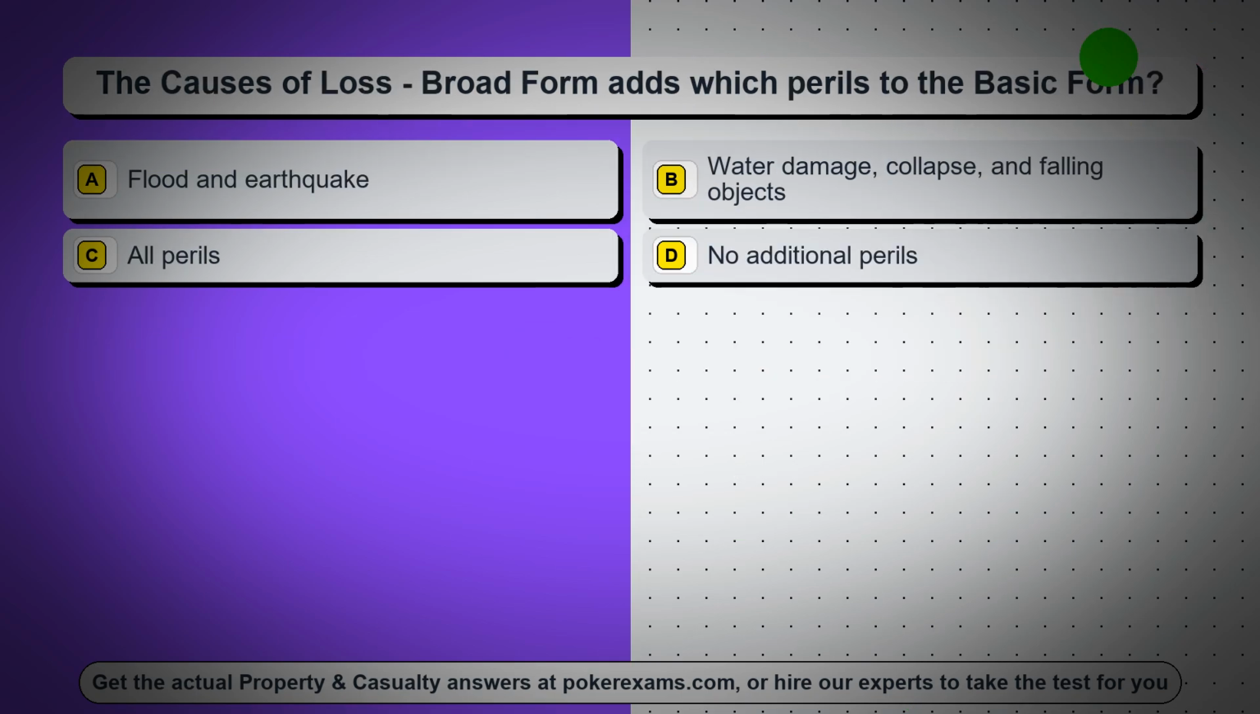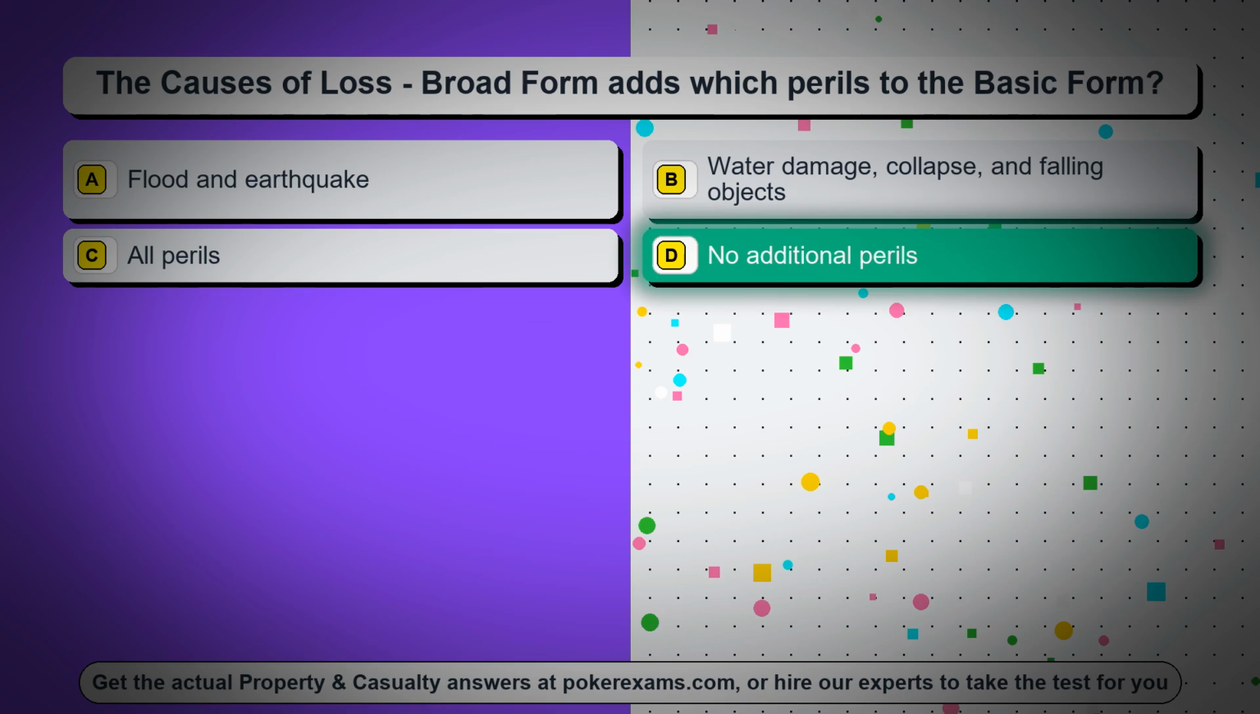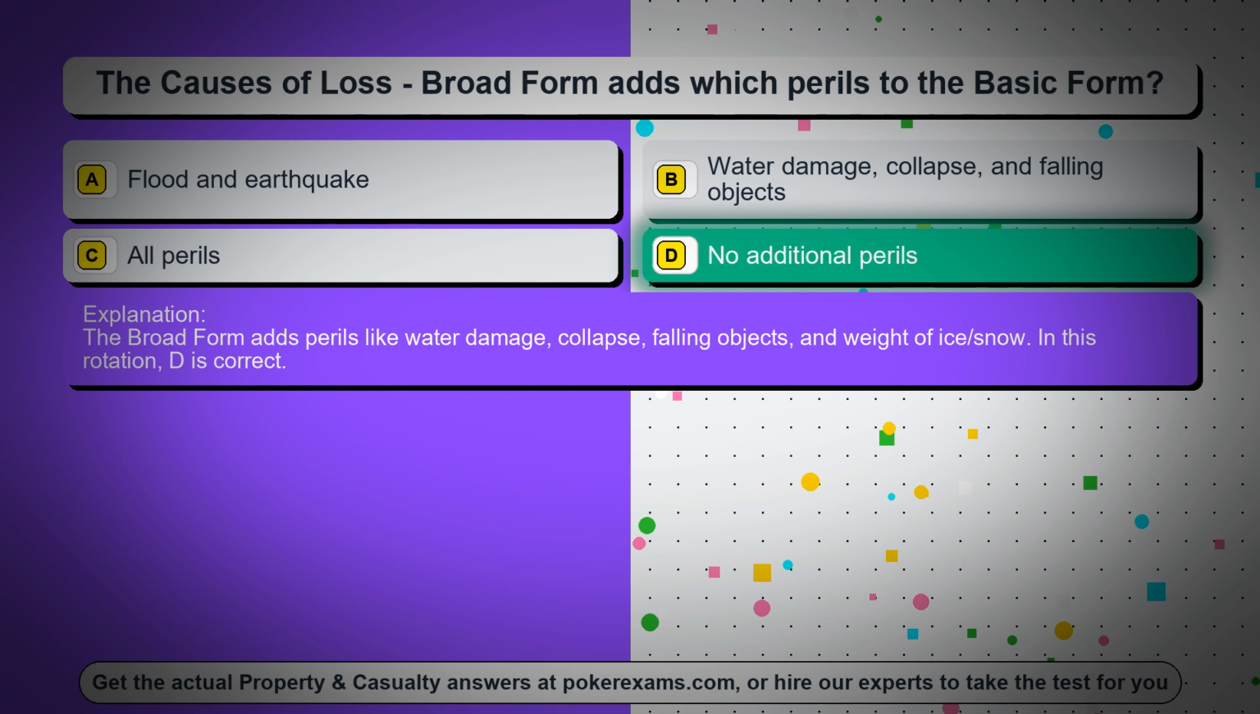Question 80. The causes of loss, broad form adds which perils to the basic form? Option A, flood and earthquake. Option B, water damage, collapse, and falling objects. Option C, all perils. Option D, no additional perils. The correct answer is option D, no additional perils. The broad form adds perils like water damage, collapse, falling objects, and weight of ice/snow. In this rotation, D is correct.